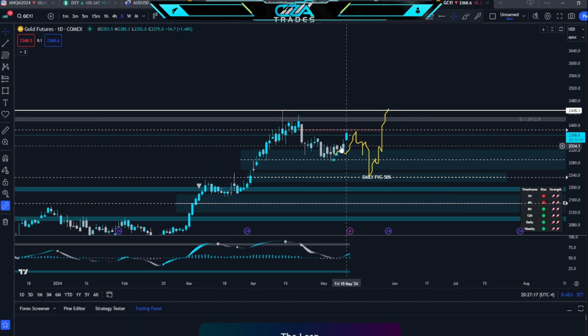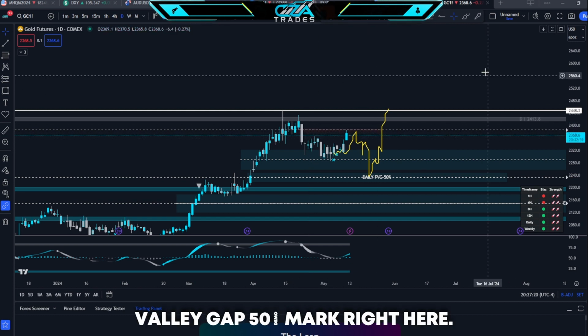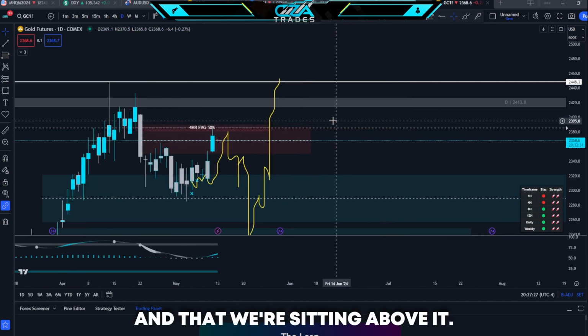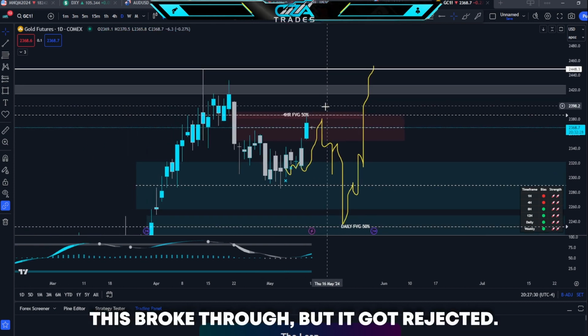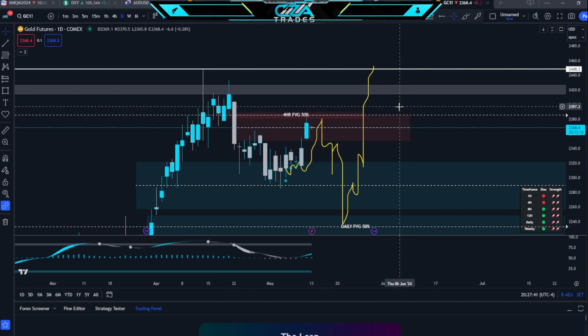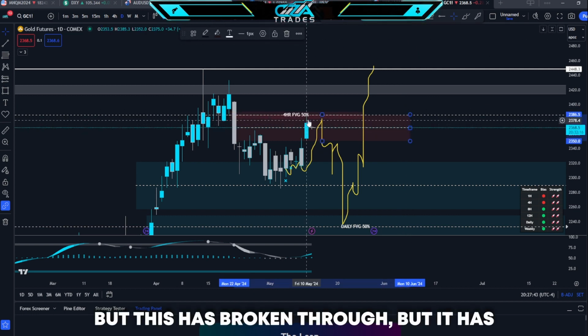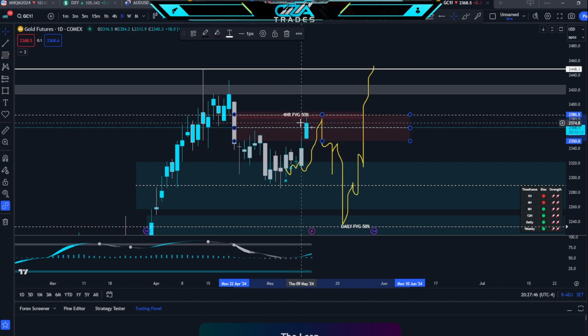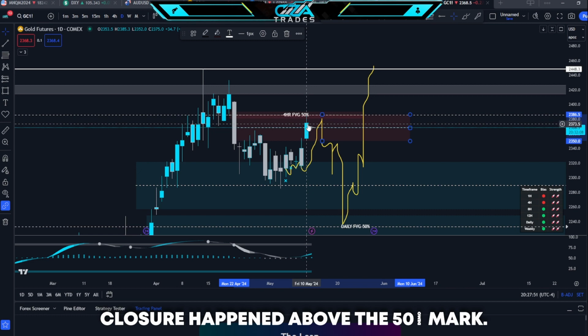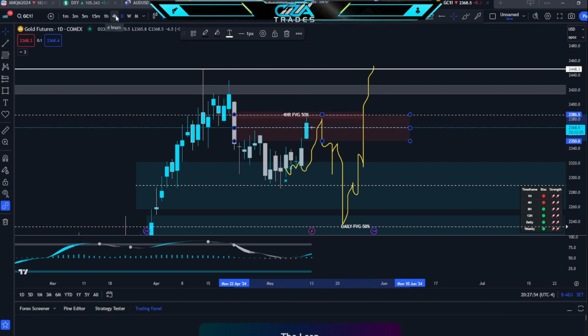Daily, what's my daily say? Daily says I have a fair value gap 50% mark right here, and that we're sitting above it. This broke through, but it got rejected. We have to see how price action develops on the lower time frames. This has broken through, but it has not broken through the actual fair value gap itself. This could still be valid, right? Even though this candle closure happened above the 50% mark, we have to keep a close eye on that.